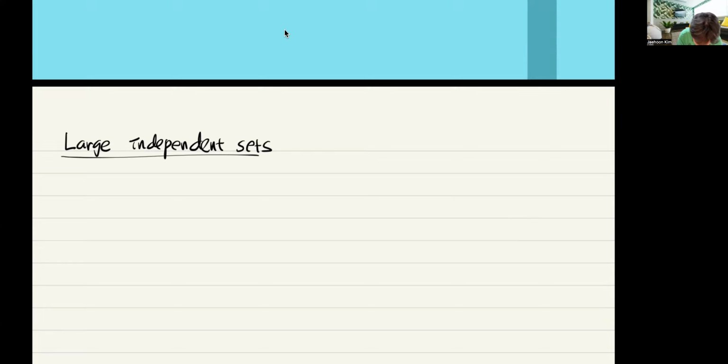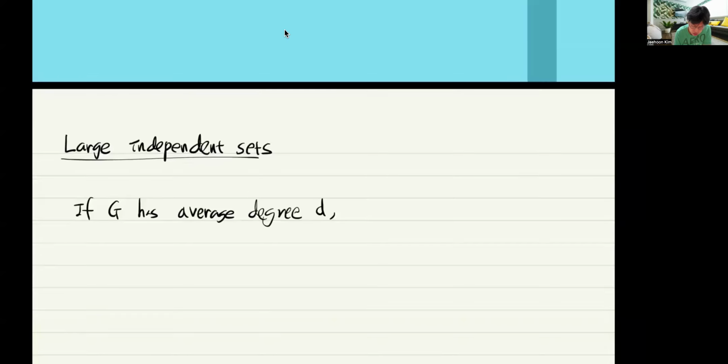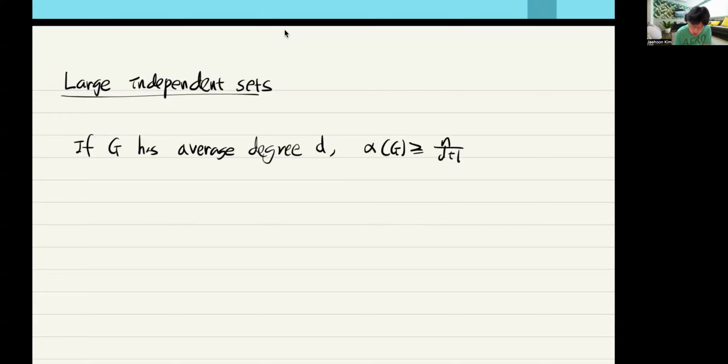So if G has average degree t, and this is an n-vertex graph, then what do we know? We know that its independence number is at least n over t plus 1. This comes from the Turan theorem.